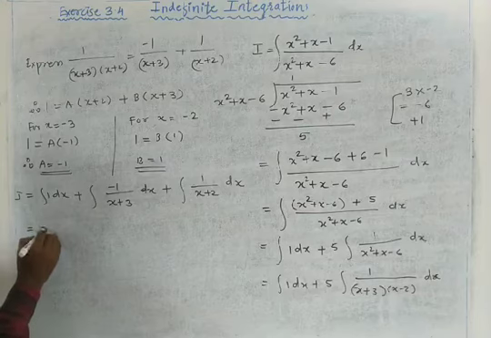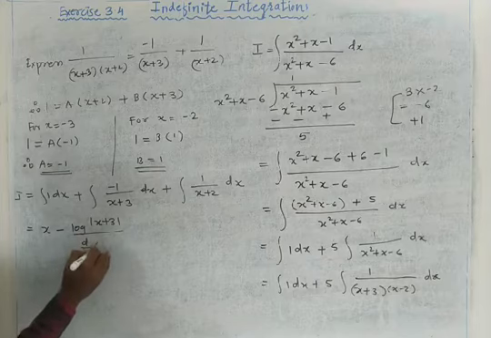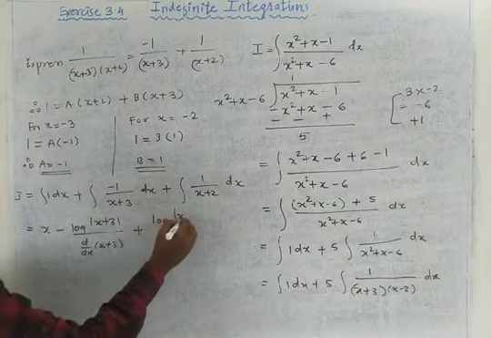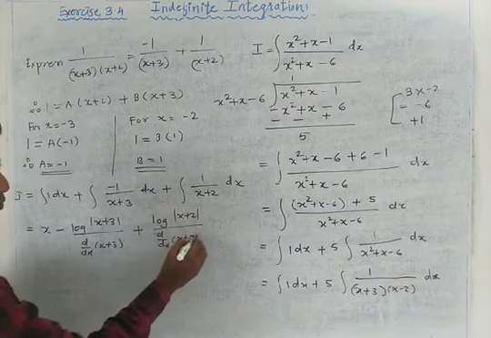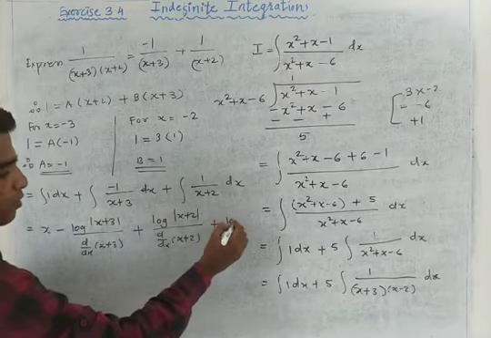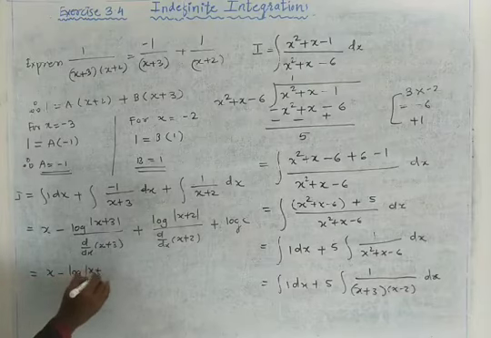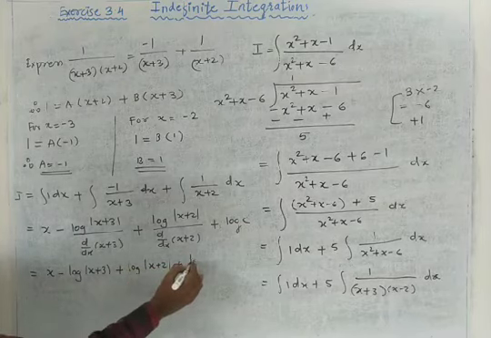So the integration of 1 is x minus log of mod of x plus 3 upon d dx of x plus 3, plus log of mod of x plus 2 upon d dx of x plus 2, plus log c, because log terms are more. So x minus log of mod of x plus 3, plus log of mod of x plus 2, plus log c.